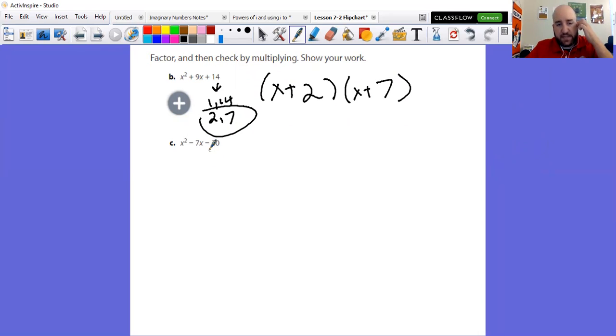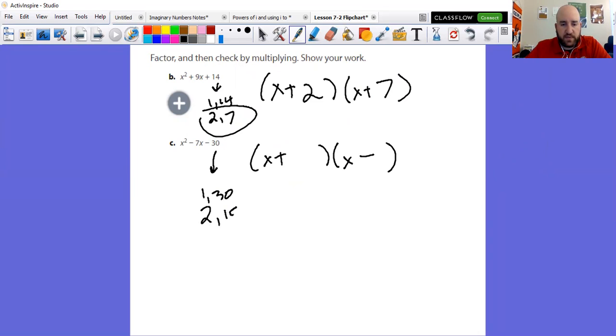X squared minus 7x minus 30. This is negative. So I know I'm going to have one positive, one negative. So I got two numbers I got to be able to use to get 7. So 1 and 30, 2 and 15, 3 and 10, 5 and 6. Which of those can I use to get 7? Would be 3 and 10.